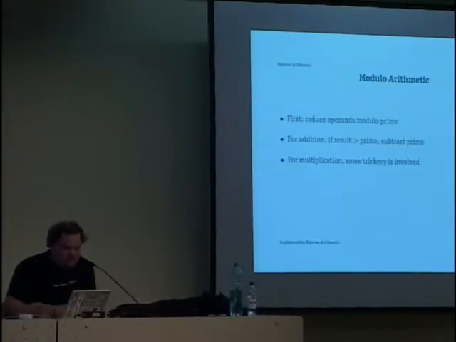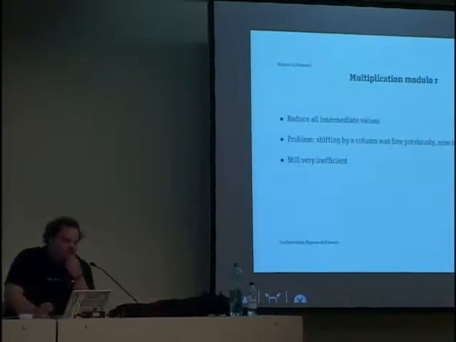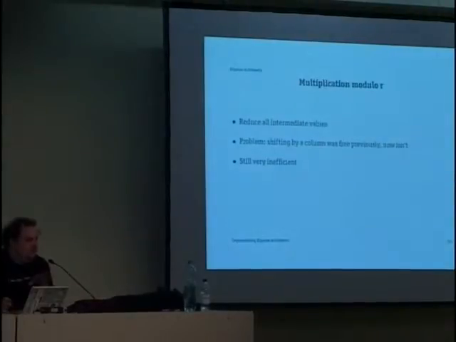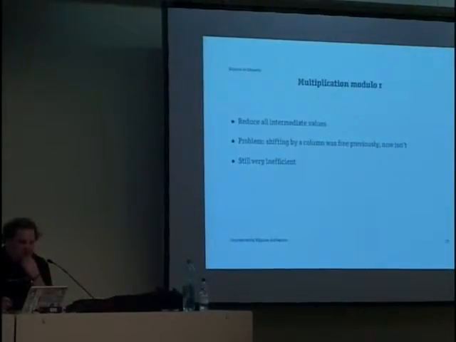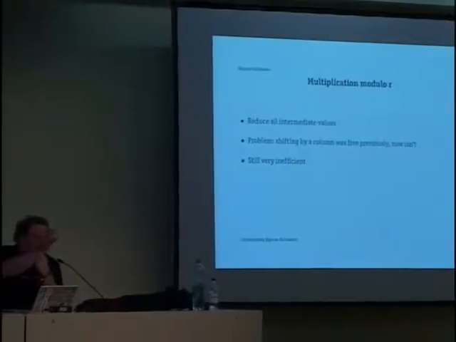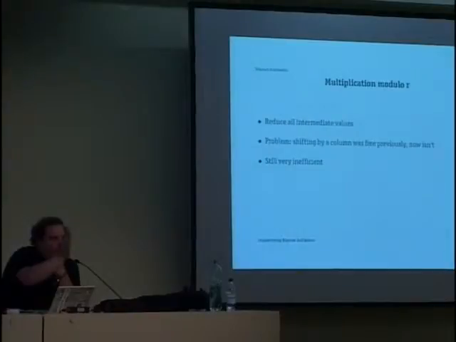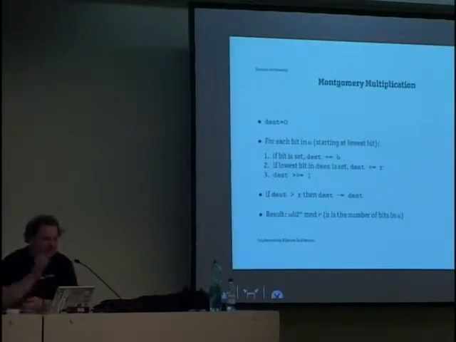For multiplication, it's a little trickier. You can reduce all intermediate values, which is a lot of bookkeeping again, and it's basically also division. The problem is that if we shift a column, I just wrote it in the school multiplication. If we shift left by 32 bits, it's free in the normal world, but if you have modulo some prime, it's not free, right? We have to reduce the intermediate. That's expensive.